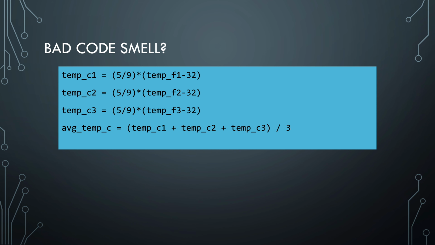Take a look at this code. What's the bad code smell here? It's duplication. The code to convert Fahrenheit to Celsius is copied 3 times. And what's the remedy? Introduce a method.